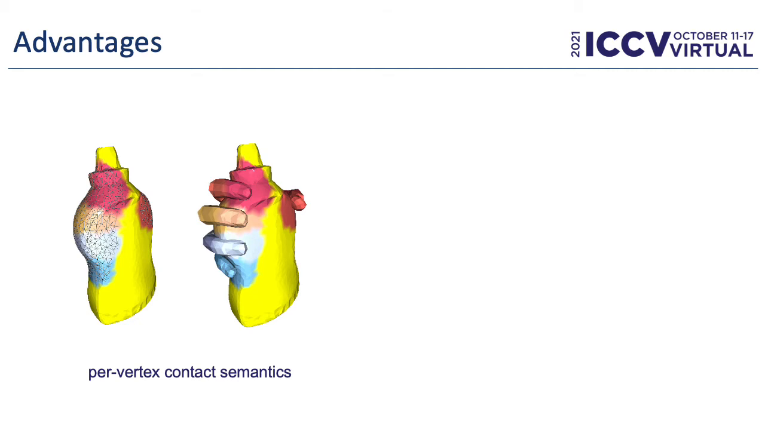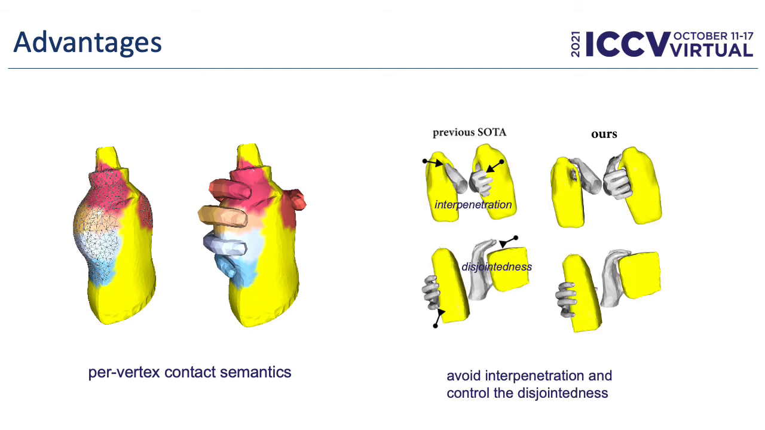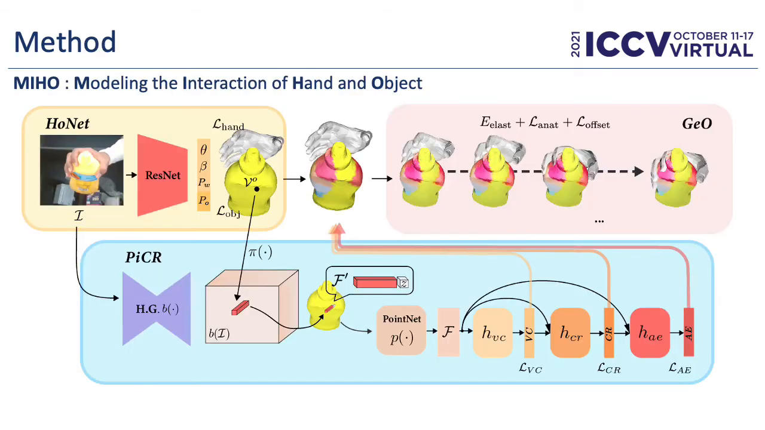Representing the contact in the CPF has two advantages. CPF is able to assign per-vertex contact semantics to the object mesh. As illustrated, the contact semantics is the contact point on the different hand parts. By minimizing the elastic potential energy, CPF can uniformly avoid interpenetration and control the disjointedness. To integrate the CPF into image-based hand-object pose estimation, we present a hybrid learning fitting architecture for modeling the interaction of the hand and object, which we call MIHO.